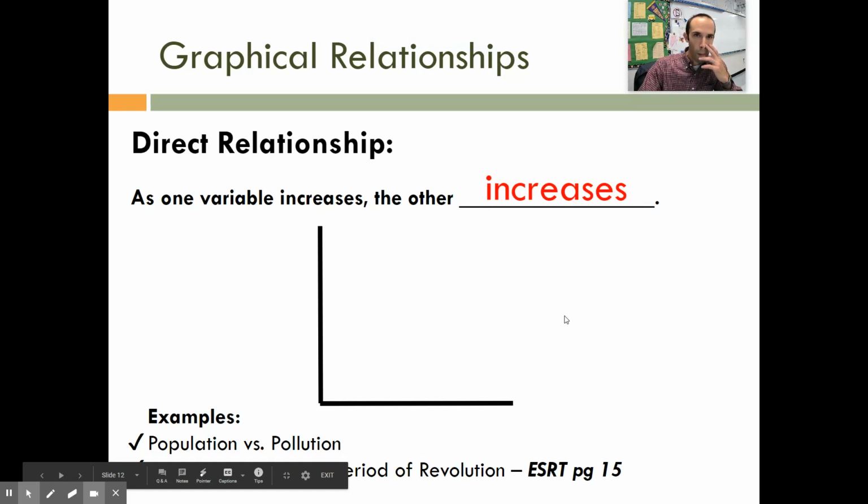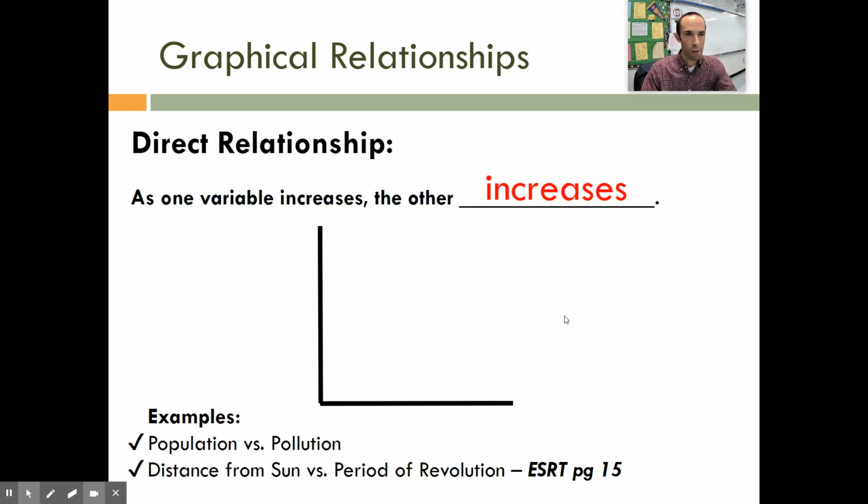Okay, so graphing relationships. When we're dealing with line graphs, we're often dealing with the relationship between two variables. And often you'll see some type of trend. And you have to know these. These are things that you're going to have to memorize.